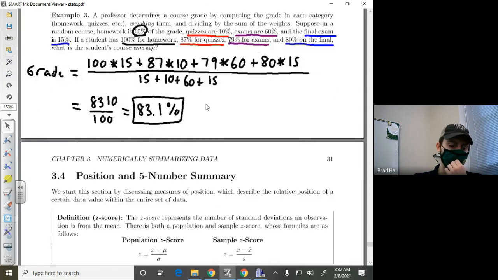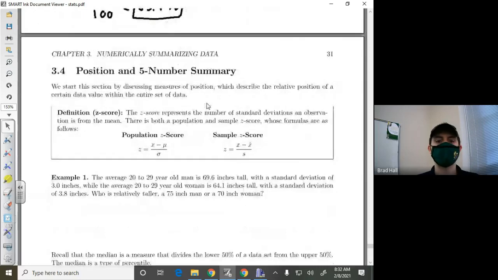We're going to move on to the next section, which is on position and the 5-number summary. We're not going to finish it today, but there's a lot of terminology that we need to introduce here, and that will help us with the next class period. So we'll start off with position.